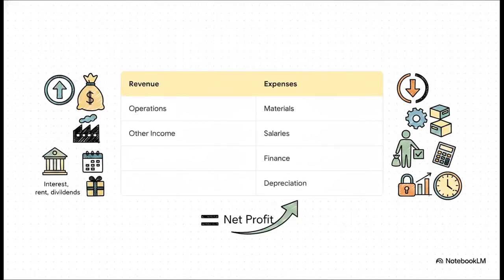Let's zoom in on that P&L movie for a second. On the revenue side, we're looking at income. This includes revenue from operations, so the core sales of goods and services, plus other income, things like interest, dividends, or rent received. Then we subtract the expenses, and these are bucketed very specifically. Cost of materials consumed, employee benefits like salaries and provident fund contributions, finance costs, think interest on loans, depreciation and amortization, and finally, other expenses like rent and admin costs. Total income minus total expenses, that gives us our net profit.